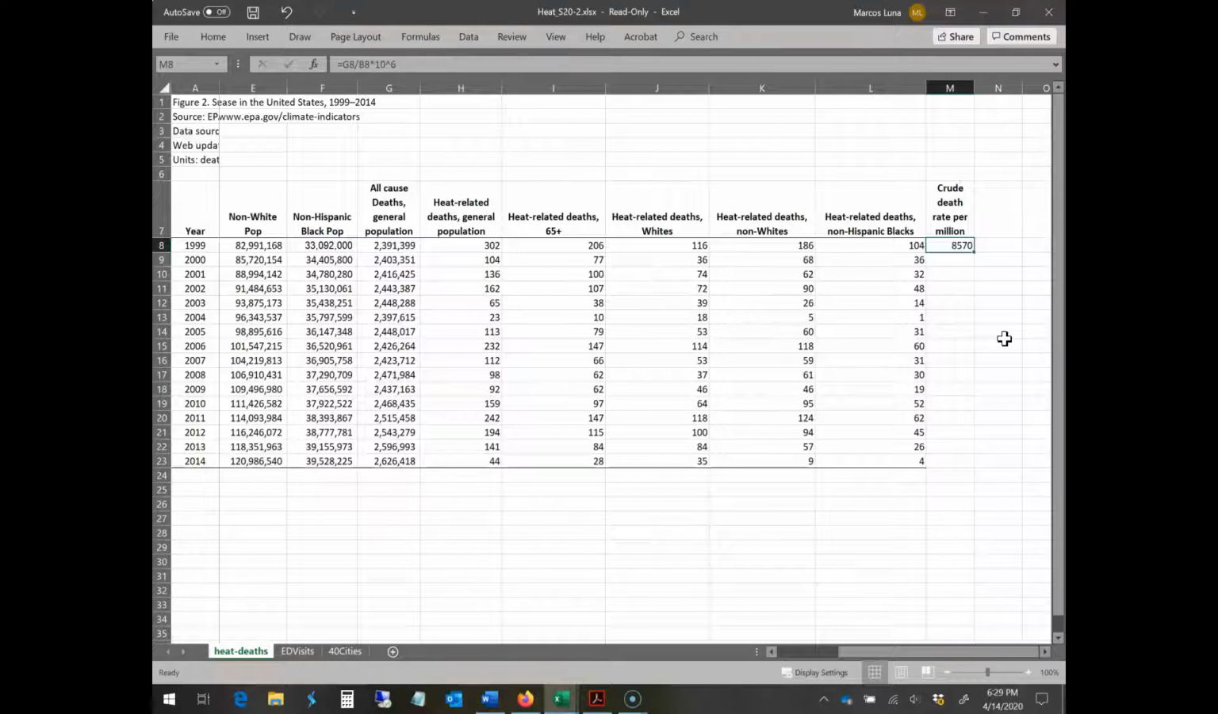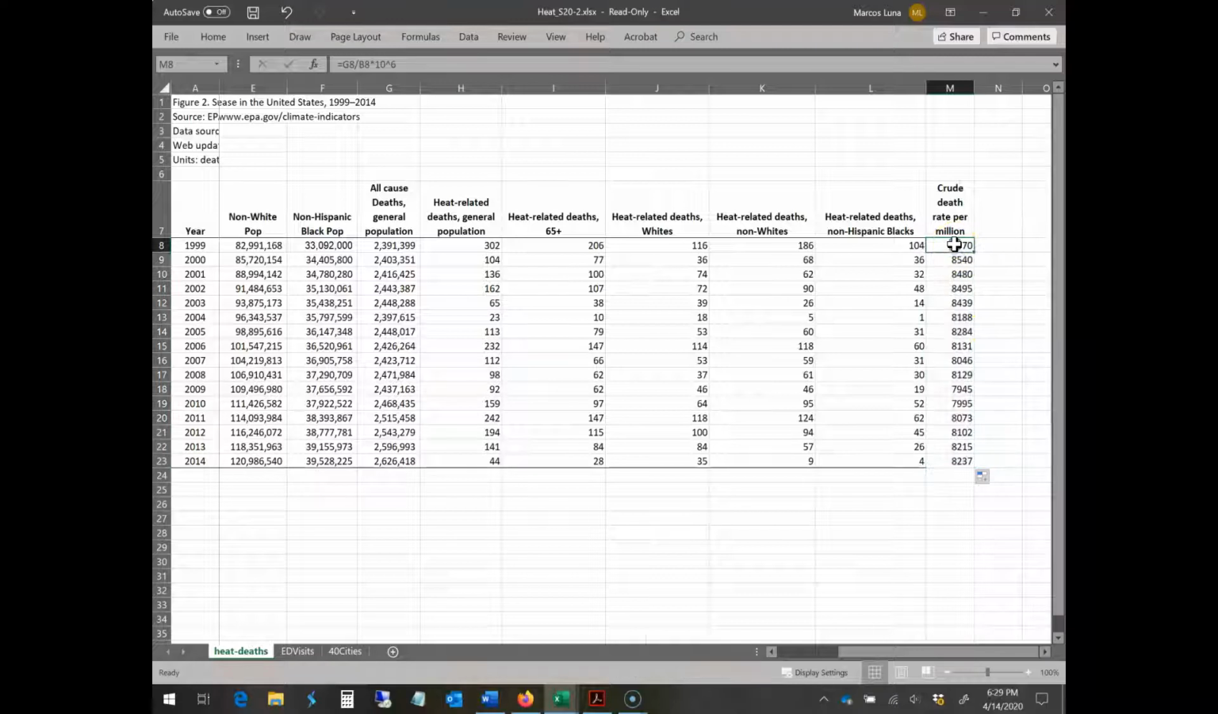Now, the per million part allows us to compare between different places, say between different cities, but it also allows us to compare over time. So we noticed before that more people died in 2014 than 1999, and we suspect that has something to do with the fact that the population was larger. And so the rate controls for that. So if we copy that formula down, which is really simple, right? We just drag that little green square in the lower right down, we can calculate the rates for each year.